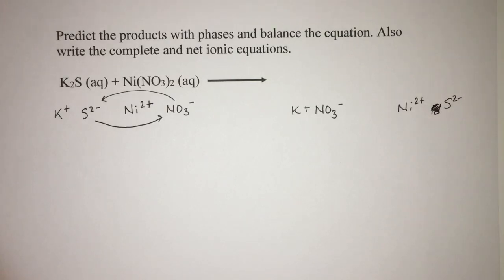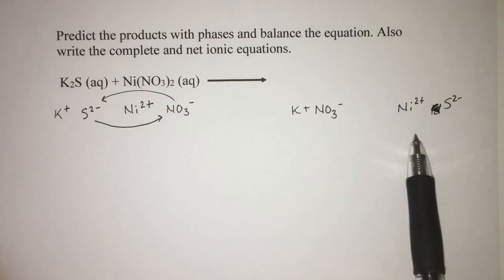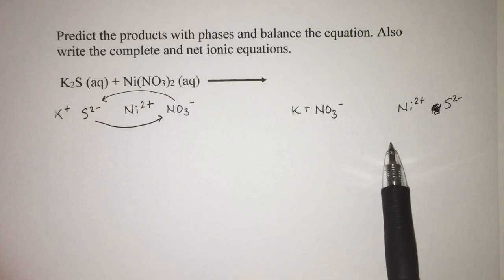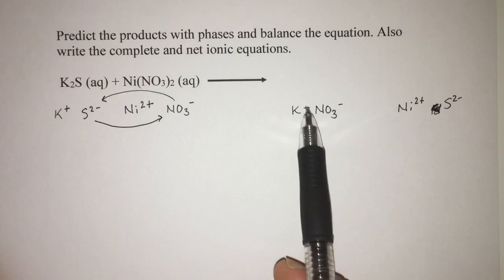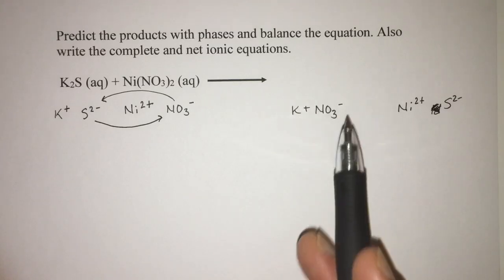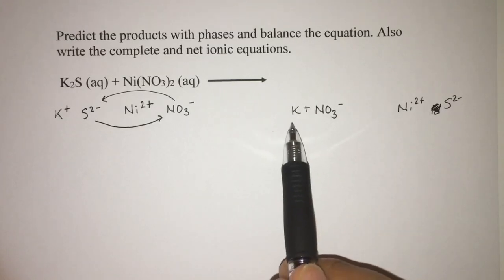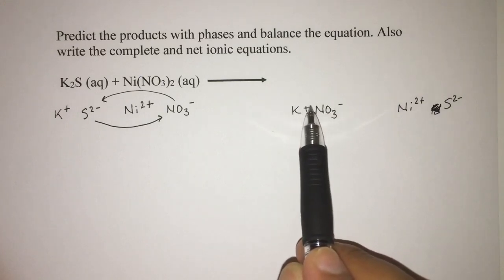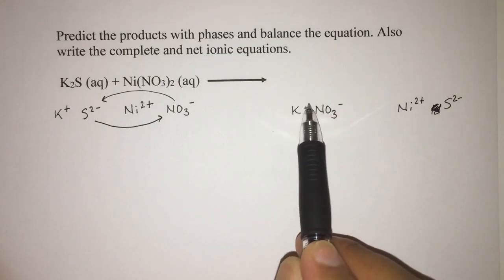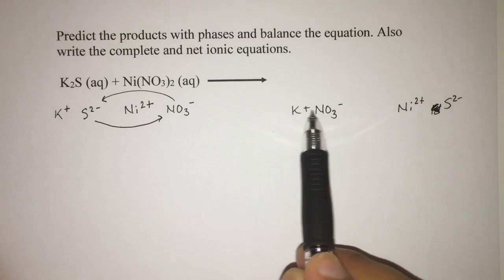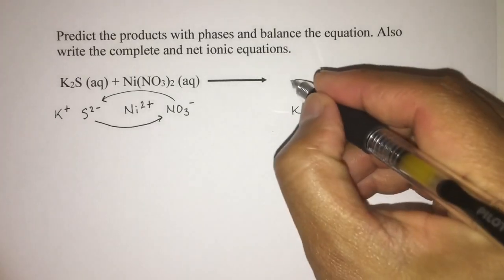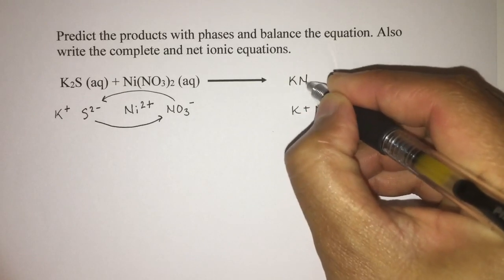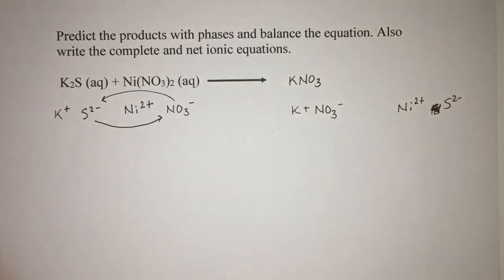So now that we identify the ions present on the product side, let's go ahead and write those formulas. The formula for the first product is K plus NO3. We want to write that formula where the charges balance, +1, -1, so we just need one of each. KNO3.